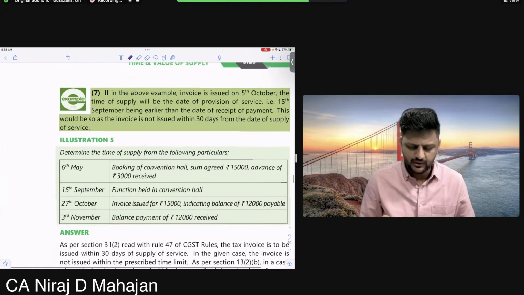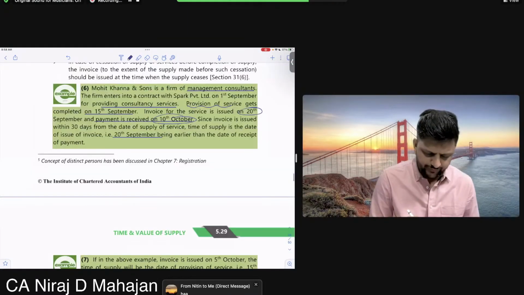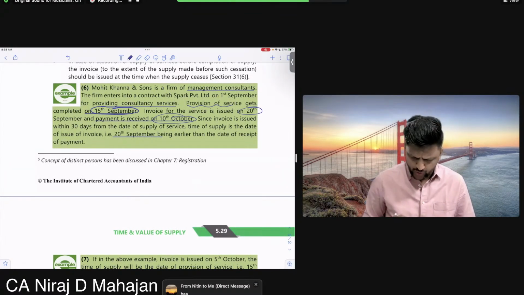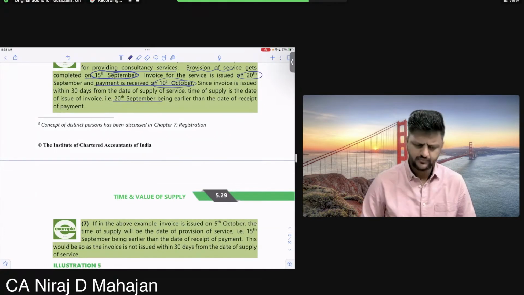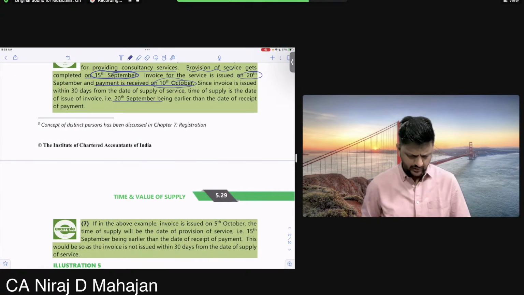If in the above example, invoice is issued on 5th October, when was the service given? Service, bachcho, 15th September. Yes. And invoice 5th October. The time of supply, bachcho, will be 15th September, being earlier than the date of receipt of payment.